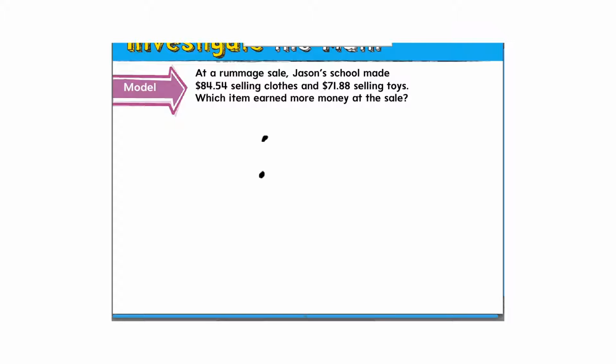So if I'm looking at two amounts, one is $84.54 from selling clothes, and the other one is $71.88 selling toys, I'm thinking, which one do you think might be worth more? Just think of the whole numbers without thinking of the decimal points. What whole number is worth more? I would say that Jason's school made, selling the clothes, yes, earned more money than selling toys.